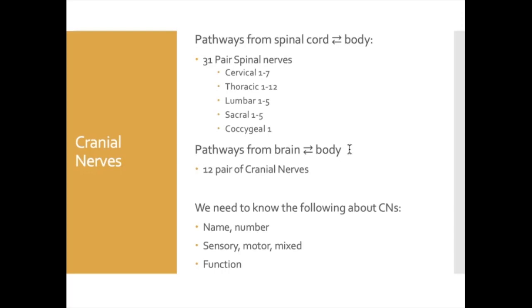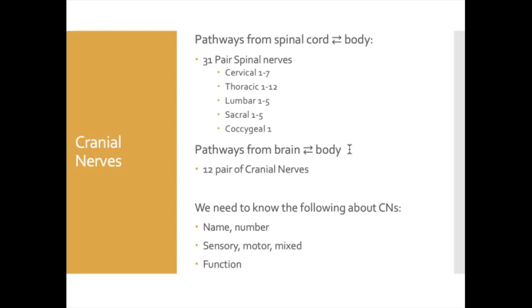Sensory information from the body, as it comes toward the brain, is going to get into the brain sometimes through a cranial nerve. And sometimes when the brain sends out motor information, it's going to send it out to the body through a cranial nerve.